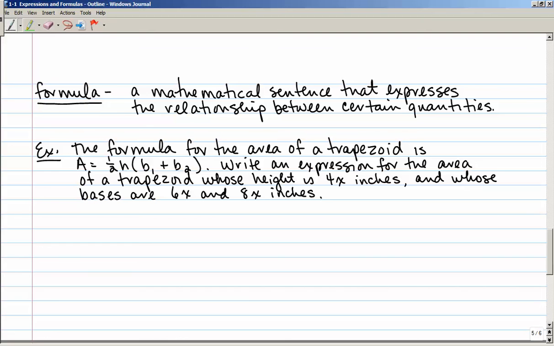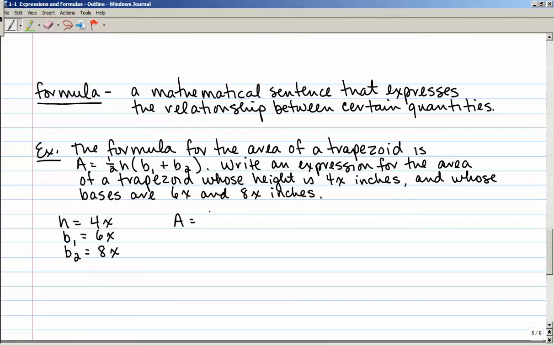So we need to write an expression for the area of a trapezoid whose height is 4x inches and whose bases are 6x and 8x inches. I kind of like to just pull the information out. H is going to be 4x, and it doesn't really matter which one is B1 and B2, but one of them is 6x and the other is 8x. Now let's just plug those into the formula.